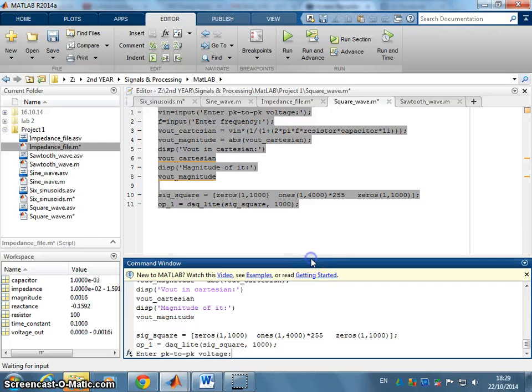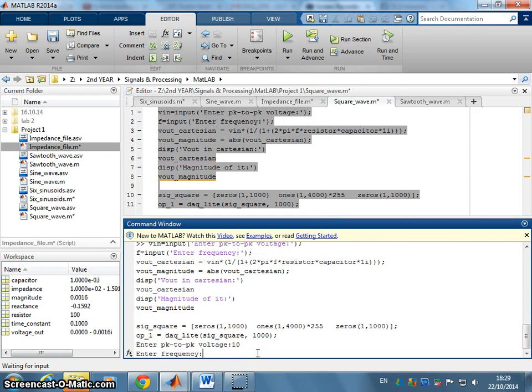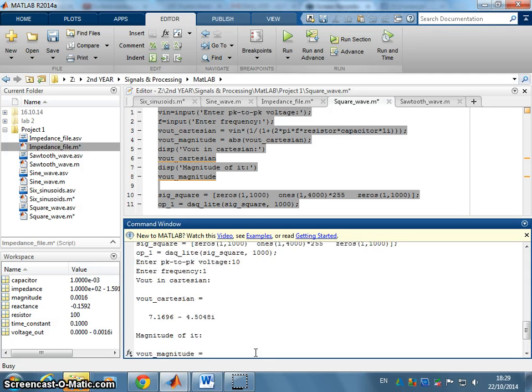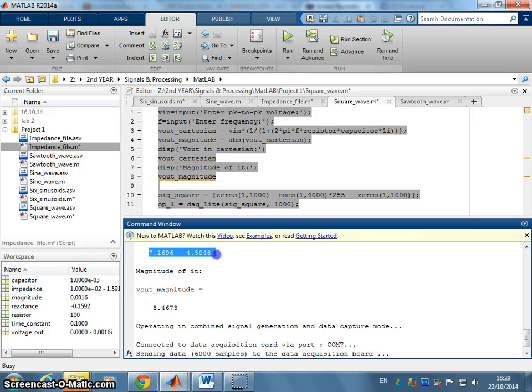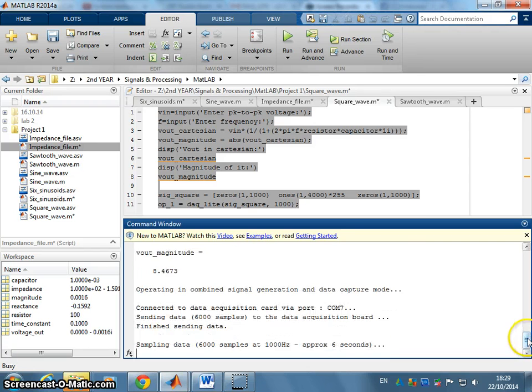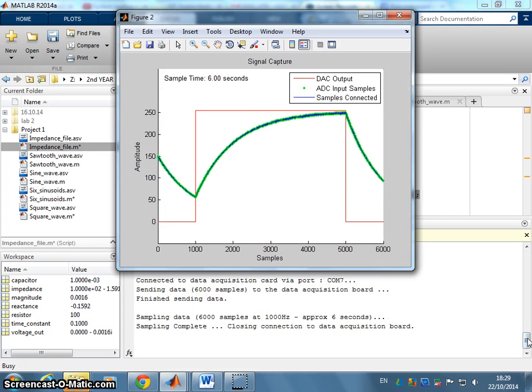and here we go. The user is asked to enter the peak-to-peak voltage, which is any value. Let's just say 10. Enter frequency of 1 Hertz, and here we are given the voltage out in Cartesian form right here, and the magnitude of it. The reason for the magnitude being relatively big is because the frequency was relatively small, and that's one point to remember. When magnitude decreases, frequency increases, and vice versa.